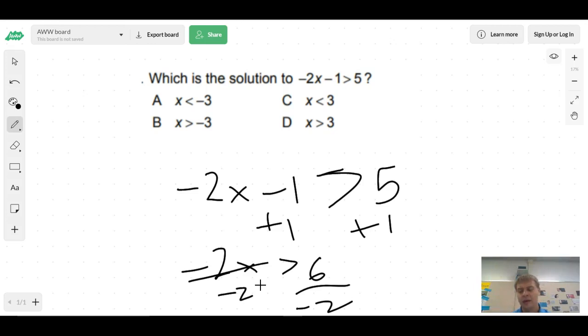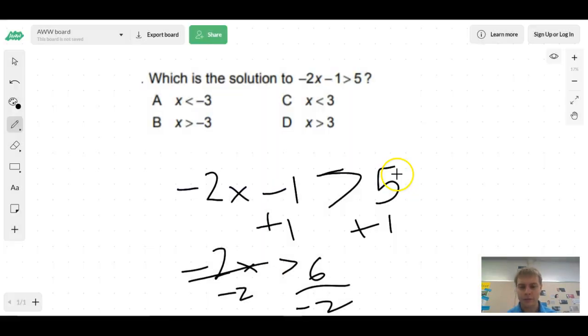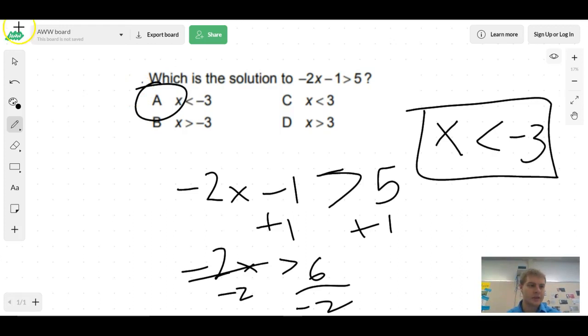So we have to think about, like, the sign's going to flip because dividing by a negative changes the operators, so the bigger side is now the smaller side, and the smaller side is now the bigger side. So we need to flip the sign to kind of agree with that. So we're going to get x is less than negative 3. And that looks like it would be A. Let's do the next one.